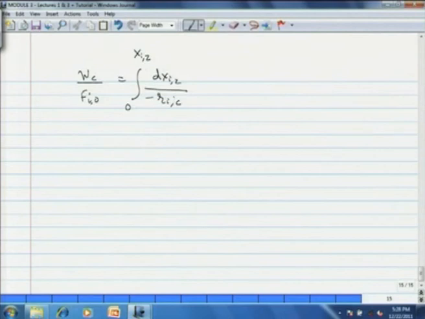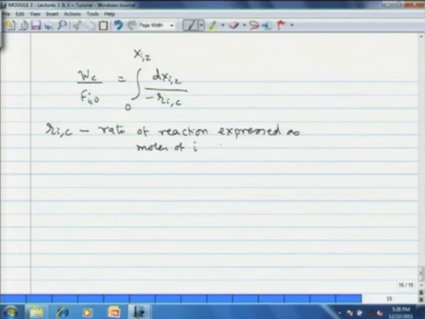Where Ric, this is important, Ric is the rate of reaction expressed as moles of component i converted per unit time per unit weight or mass of catalyst.